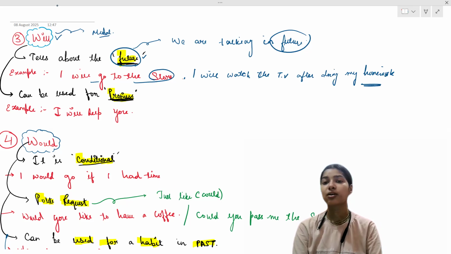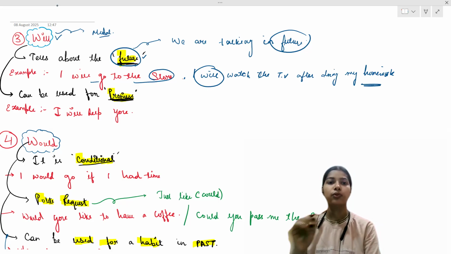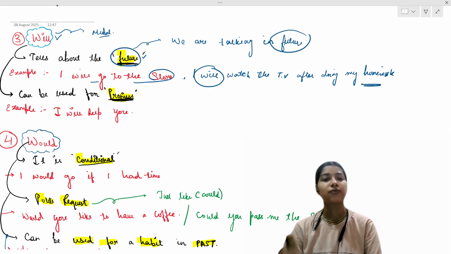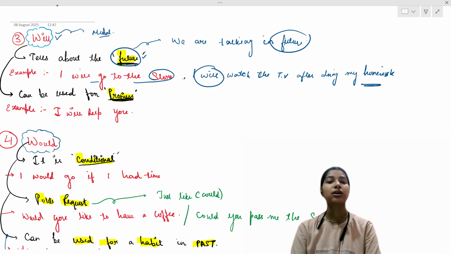I haven't done my homework. I'm not doing it. I'm not watching the TV. I haven't watched the TV. I will watch the TV when I am done with my homework. So we always talk in future tense whenever we are using the modal will.